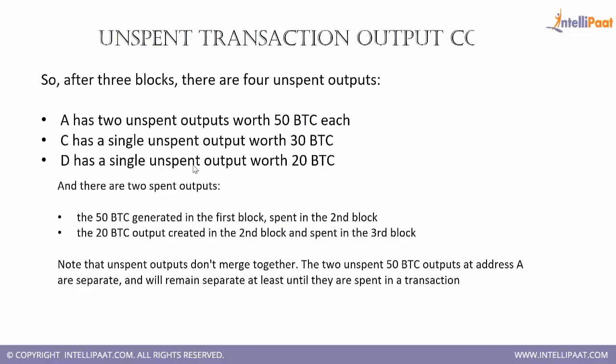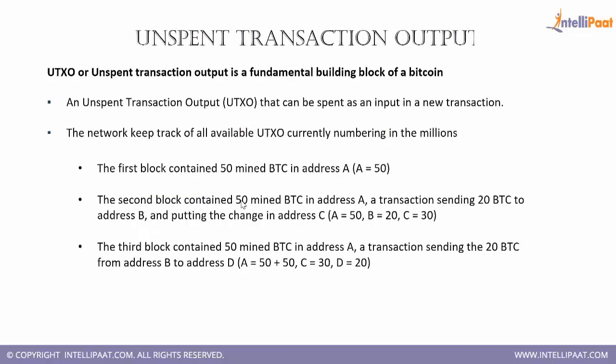Okay, and D has a single unspent output worth 20 BTC. So we know D has received 20 BTC from B. B received from A, and then B moved it to address D, to party D.